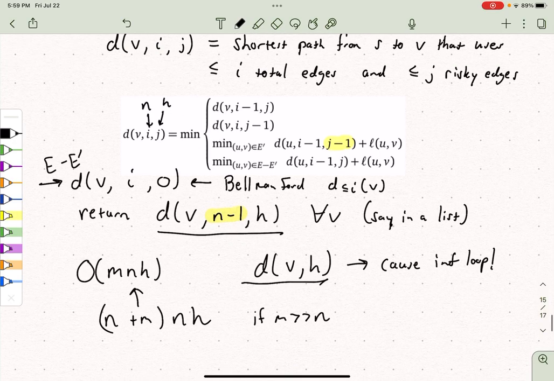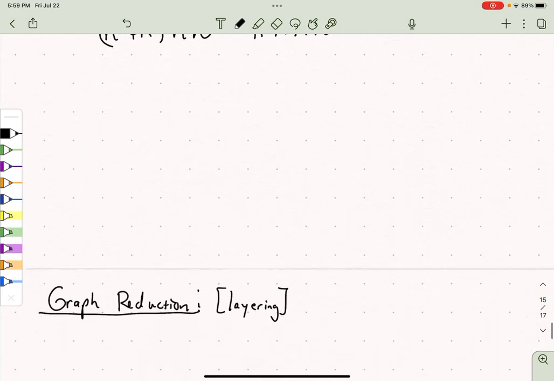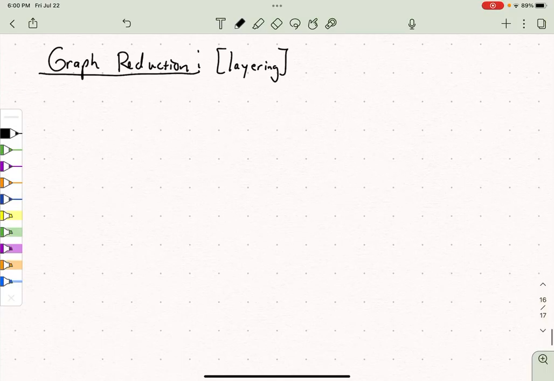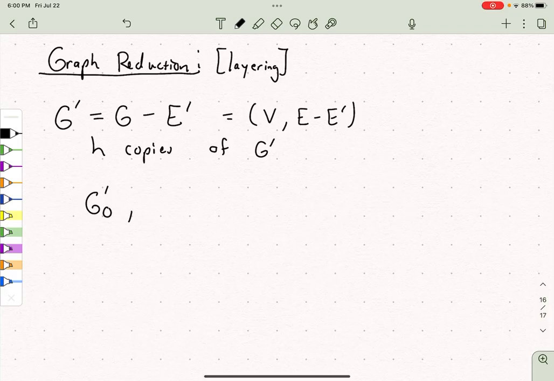So now, this is how we do it with DP, pretty standard approach. Now let's also think of how we could do it with graph reductions. So first things first, let's just remove risky edges. So this is the same as the graph V with E minus E prime. I'm removing the risky edges, and now I'm going to make h copies of G prime. And we'll call them G prime 0 to G prime h.